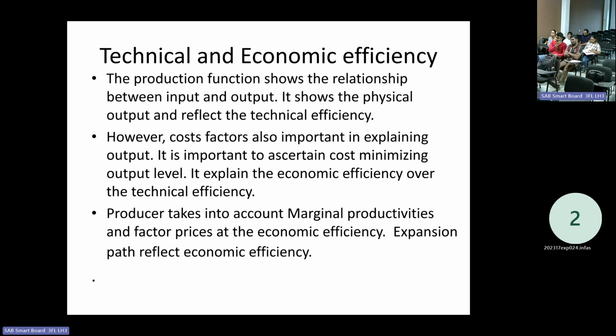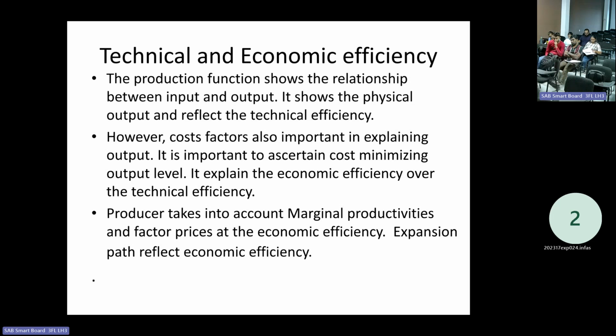So we talked about technical efficiency, which explains the production function, since the producer tries to maximize the output by changing the labor and the capital. The producer always tries to maximize output by combining an appropriate combination of labor and capital. That explains technical efficiency. In other words, the production function explains technical efficiency, if I repeat it.